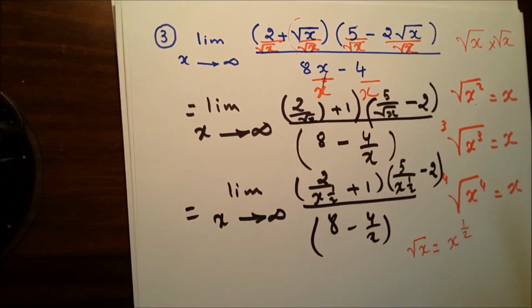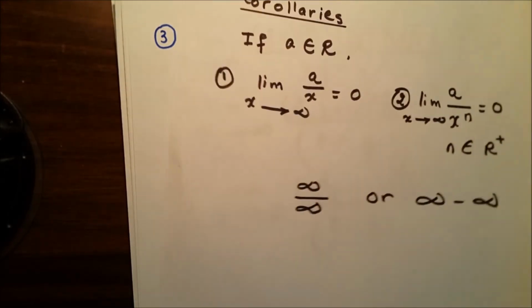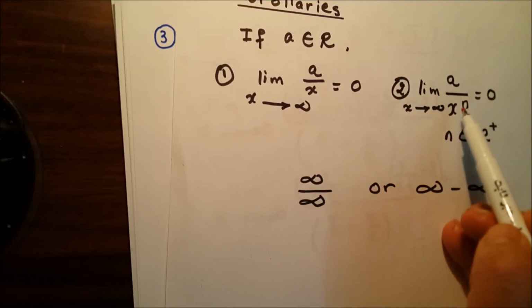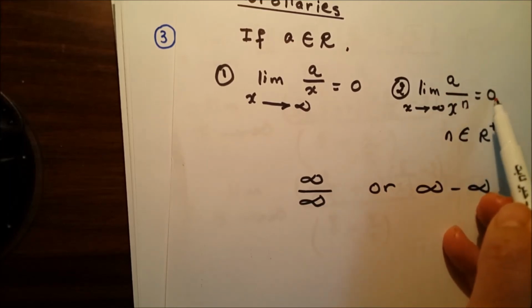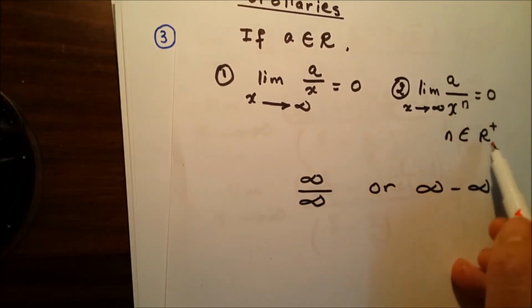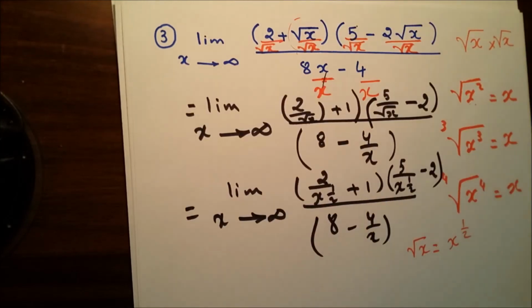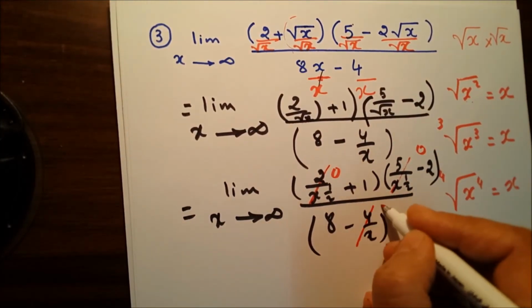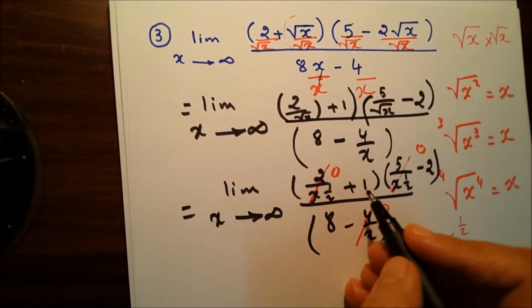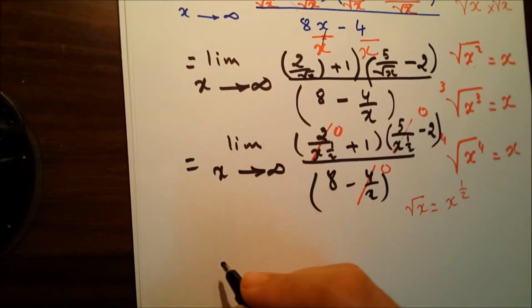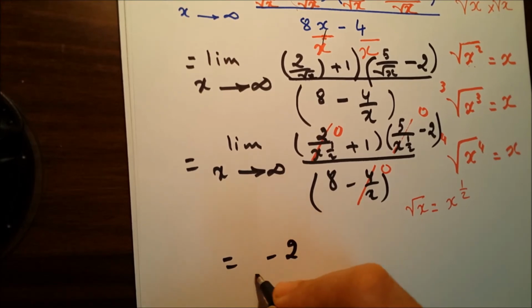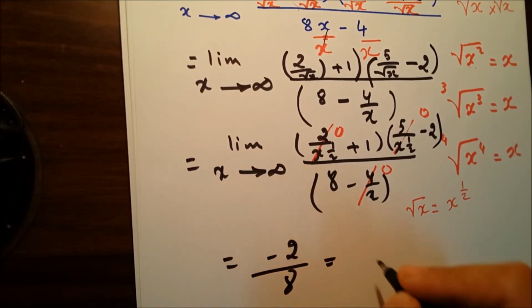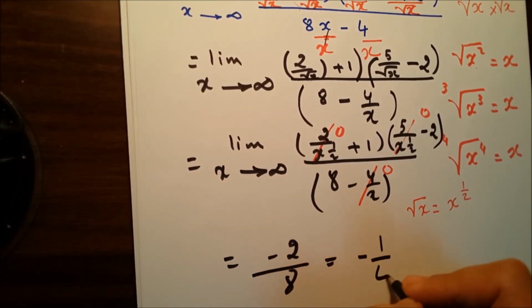So by the corollary, if we have limit as x tends to infinity of a over x to the power of n, this is equal to 0, and n should be positive. So this is 0, this is 0, and this is also 0. So finally we have 1 times negative 2 to be negative 2 and down it's 8, so this is equal to negative 1/4.